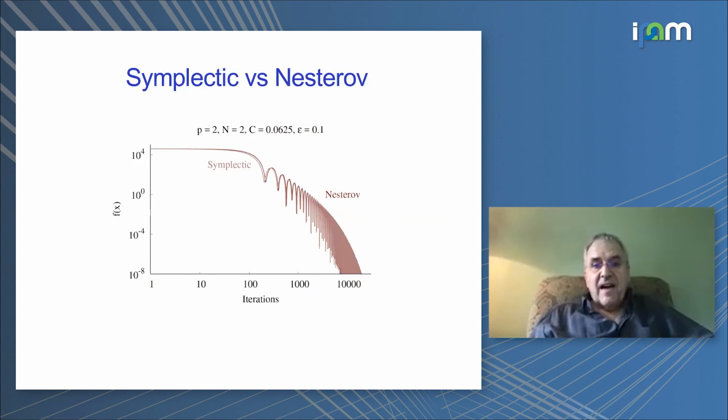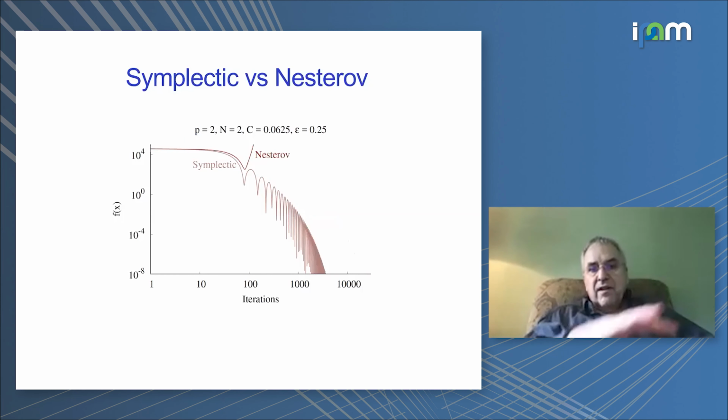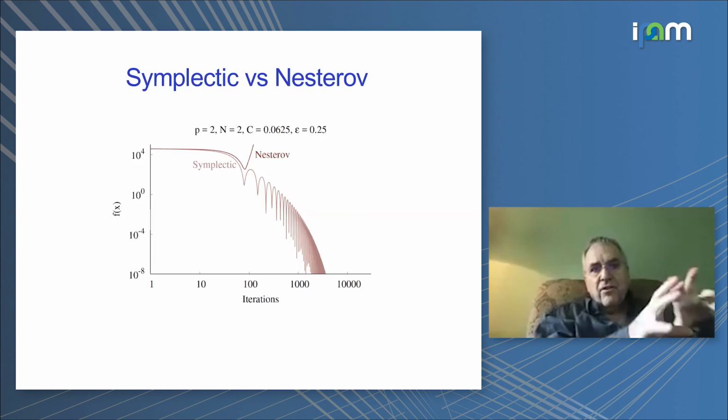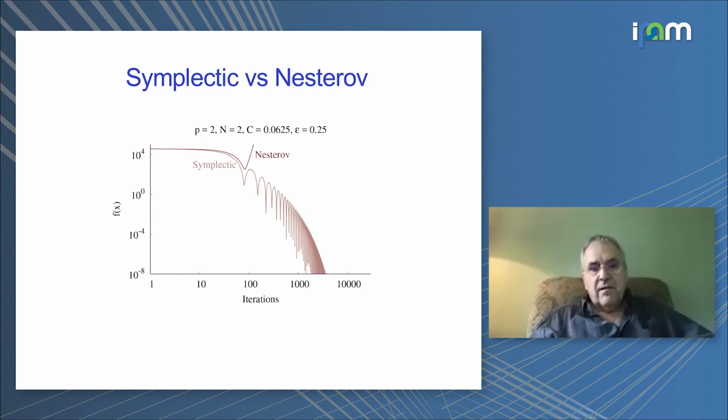But in fact, it's faster than Nesterov, because if you turn up the step size, this whole curve will shift to the left. Symplectic will continue to go downhill. Nesterov goes unstable. So the symplectic integrator is able to, when there's high curvature, actually provide damping that controls for that, and Nesterov does not.